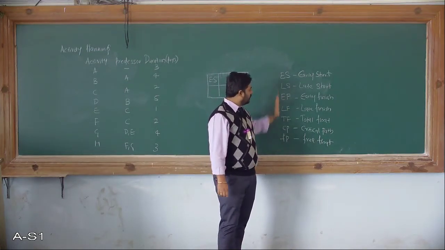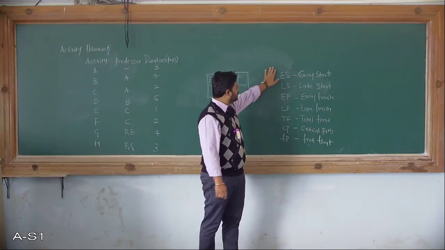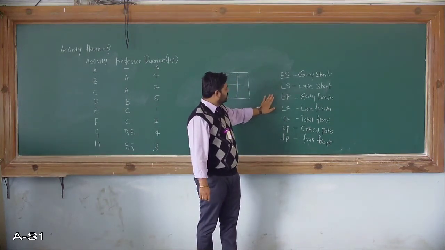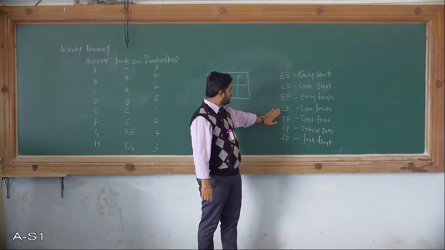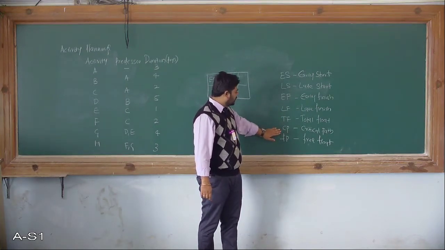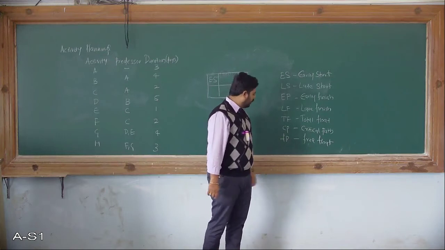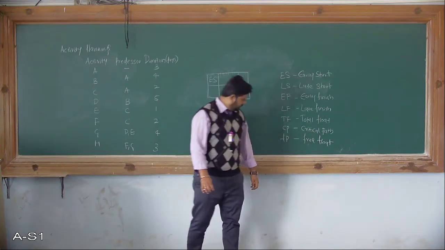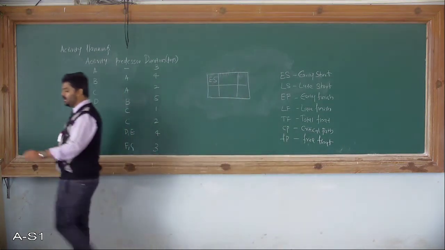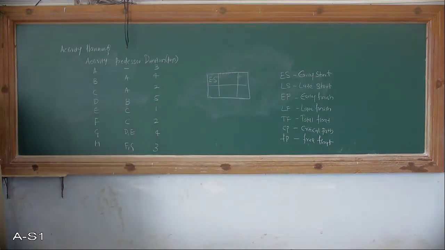So this is for your reference purpose. What do you mean by ES, what do you mean by LS, EF, sorry, LF, that is late finish, total float, critical path, and free float.